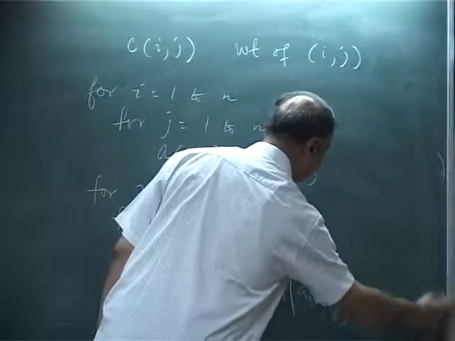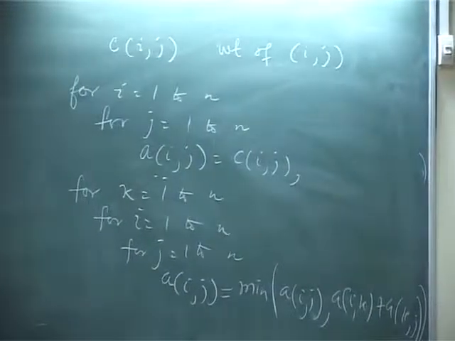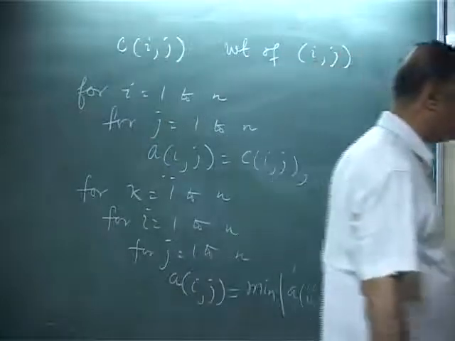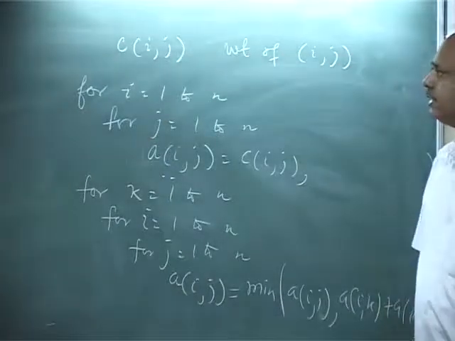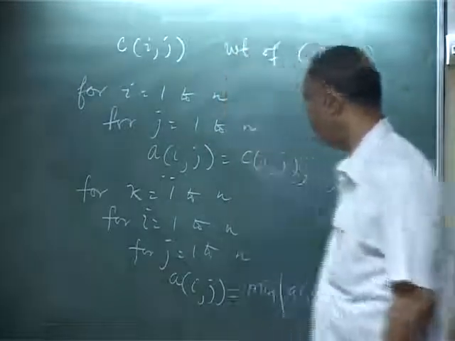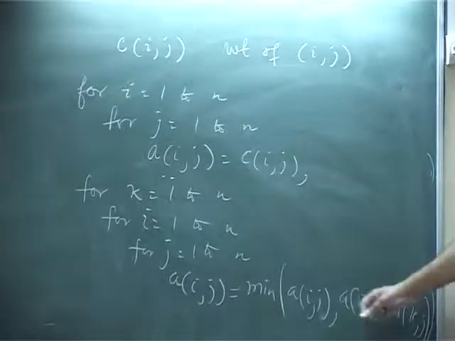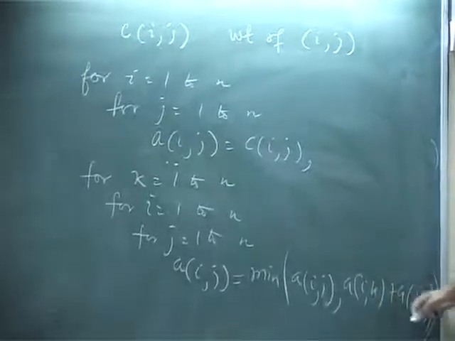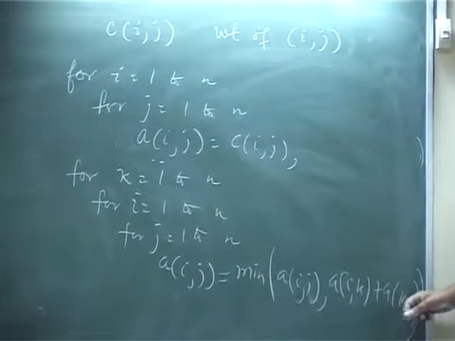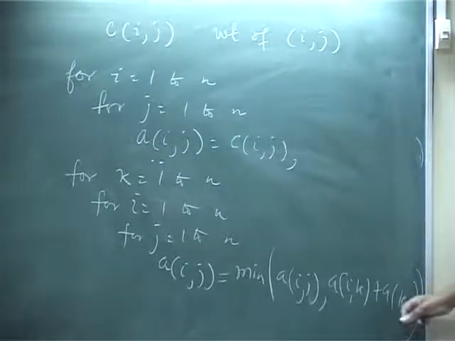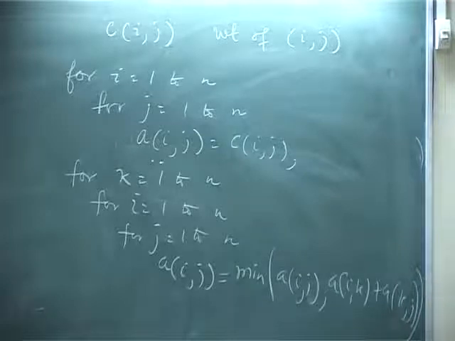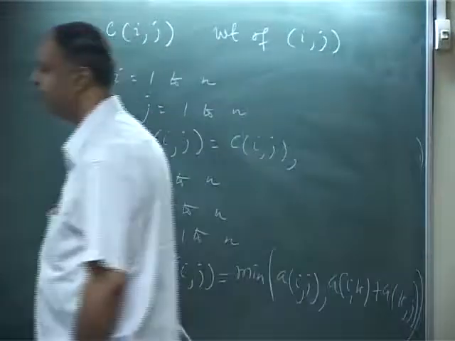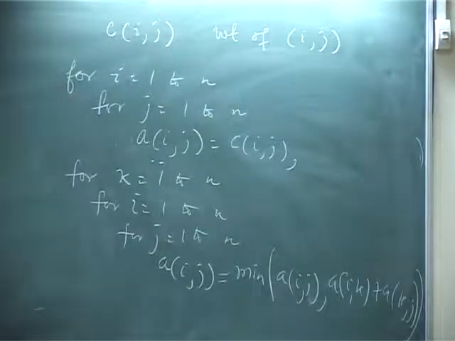Okay. What is the physical meaning of that? I am considering whatever shortest path I have between i and j using the vertices 1, 2, 3 up to k minus 1, and I have the shortest path from i to k using the vertices 1 to k minus 1, plus the shortest path between k and j using the vertices 1 to k minus 1, and that will be replaced by the value. Okay, this is the one thing.